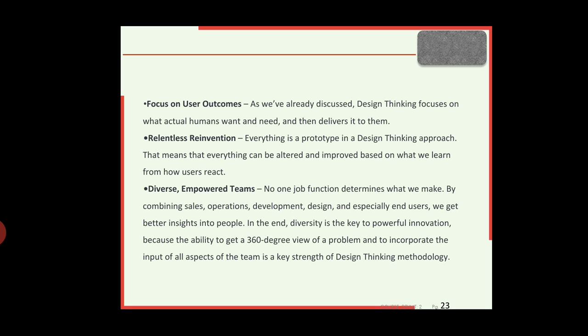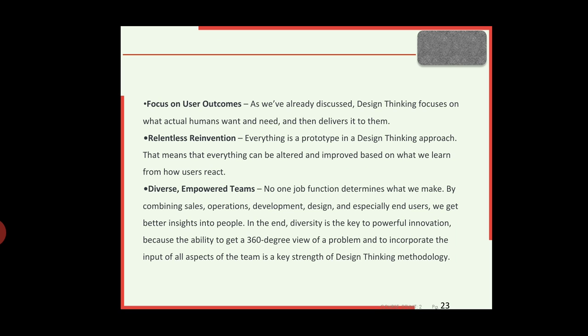What I mean to say is, diversity is the key to powerful innovation, because of the ability to get a 360-degree view of a problem and to incorporate the input of all aspects of the particular team. It is a key strength of the design thinking methodology. Diversity is the key to powerful innovation, to get some new ideas, because we want to incorporate the input of all aspects of that particular team. It is a key strength of design thinking methodology.